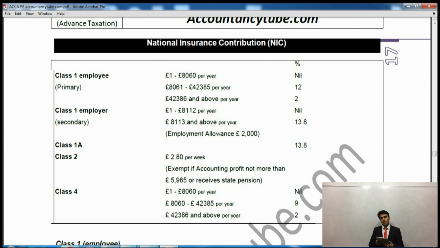National insurance contribution is a tax which you have to pay on your income. Now, there are different types of national insurance contributions, some of which is paid by an employee who is working for a company, like myself. I'm working for AccountancyTube, so there is a type of NI which I will pay on my salary. There is another type of NI as well, which is paid by AccountancyTube because they are my employer. So they will pay the employer's contribution, I will pay the employee's contribution.